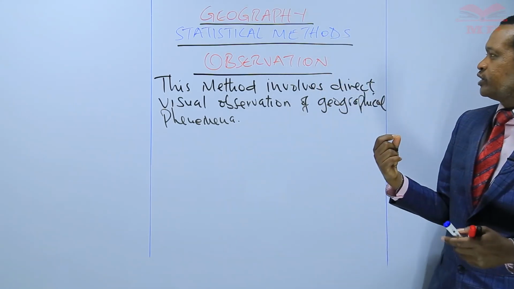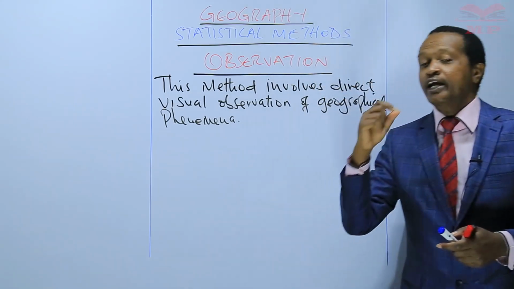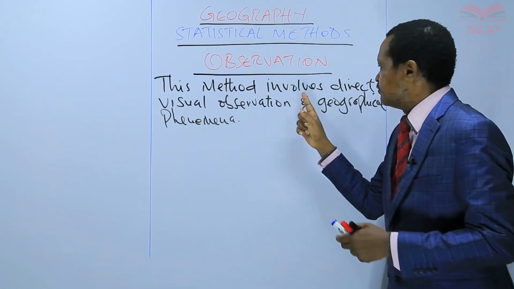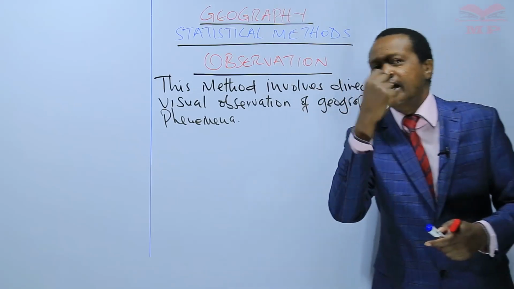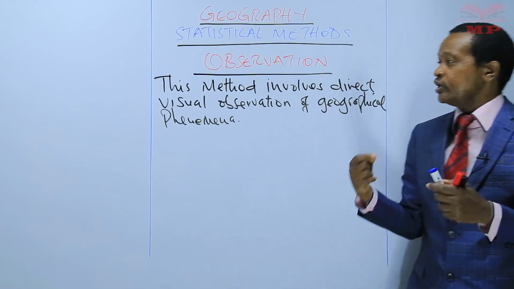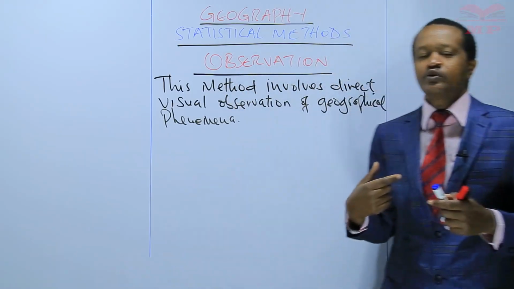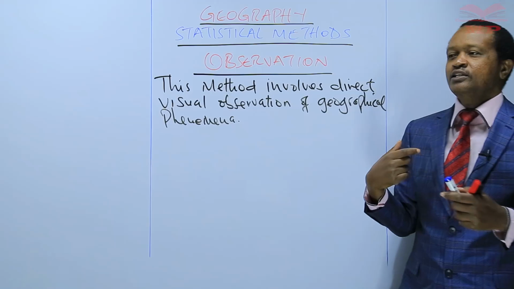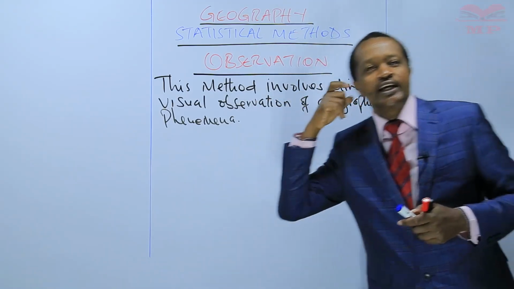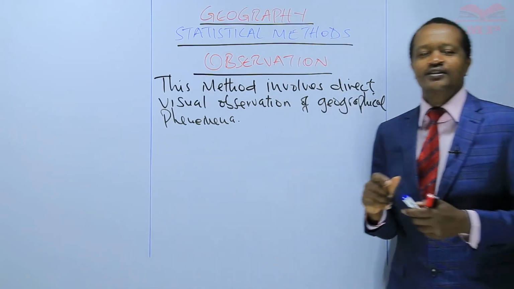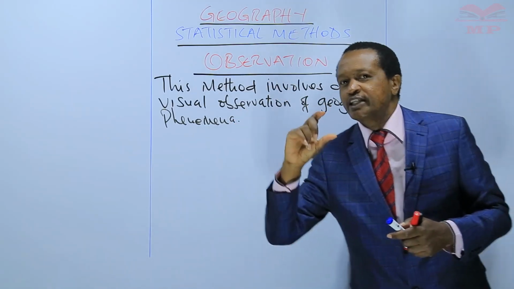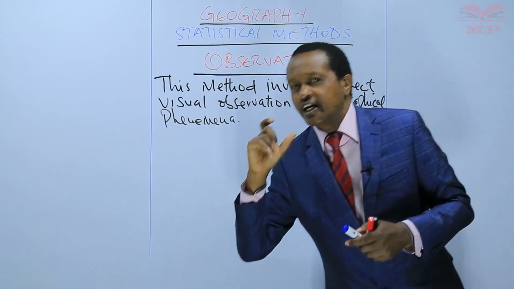Then the researcher will do what? Will have to go and use his or her eyes. Observe. Visual means the use of eyes instead of just relying on people's information. Because when you make a call, for example, in an interview, the researcher will be listening using the ears. There are some things that are better seen than heard, better understood when seen than when they are heard.